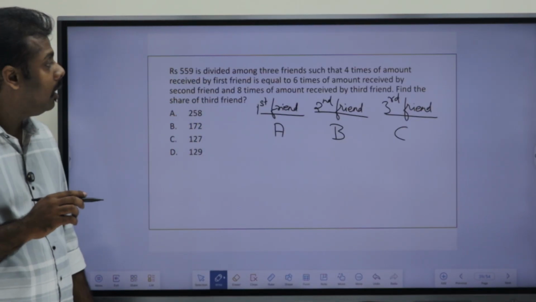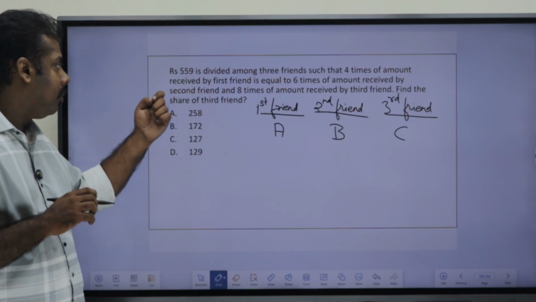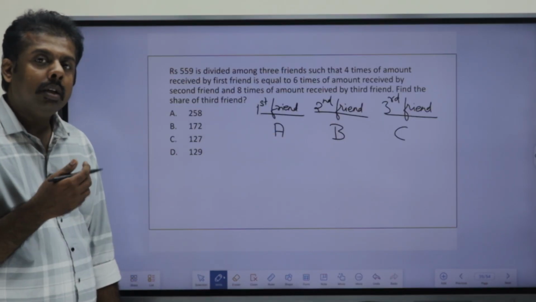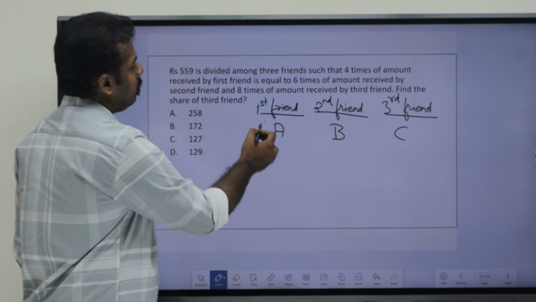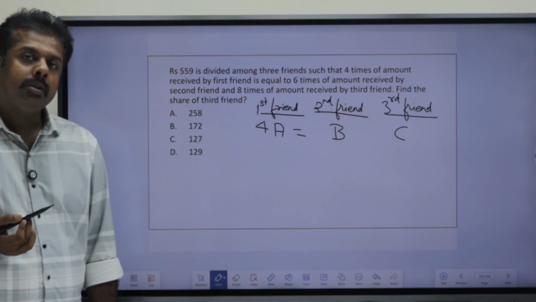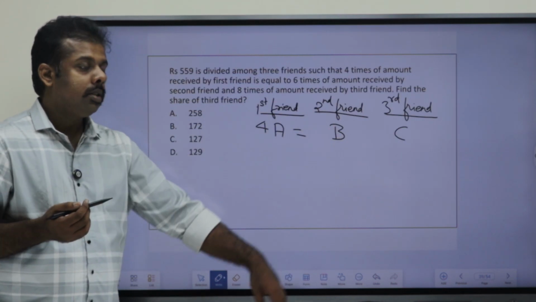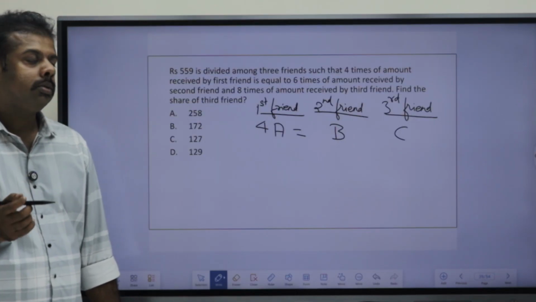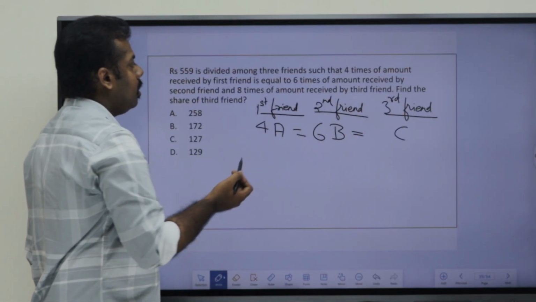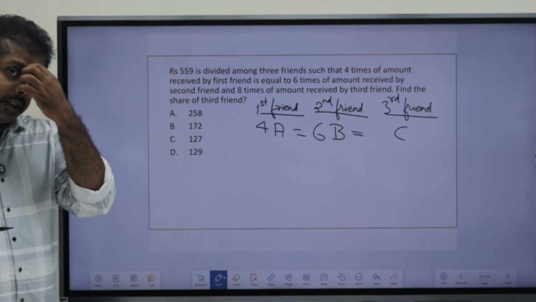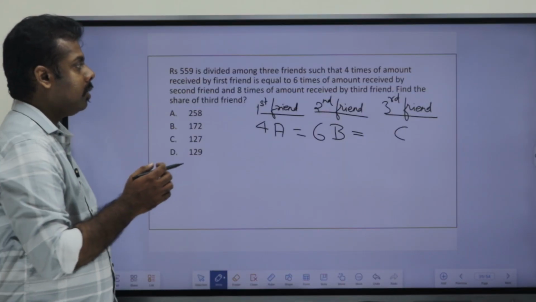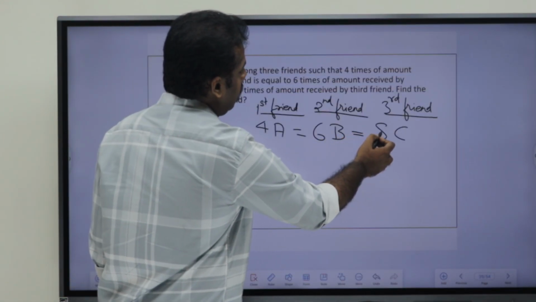Now, what is the condition that they have given? 4 times the amount received by the first friend. We assumed that the first friend gets an amount of capital A, so 4 times that is 4A, equal to 6 times the amount received by the second friend. Assuming the second friend gets B, 6 times that is 6B, equal to 8 times the amount received by the third friend. Assuming the third friend gets C, 8 times that gives us 8C.